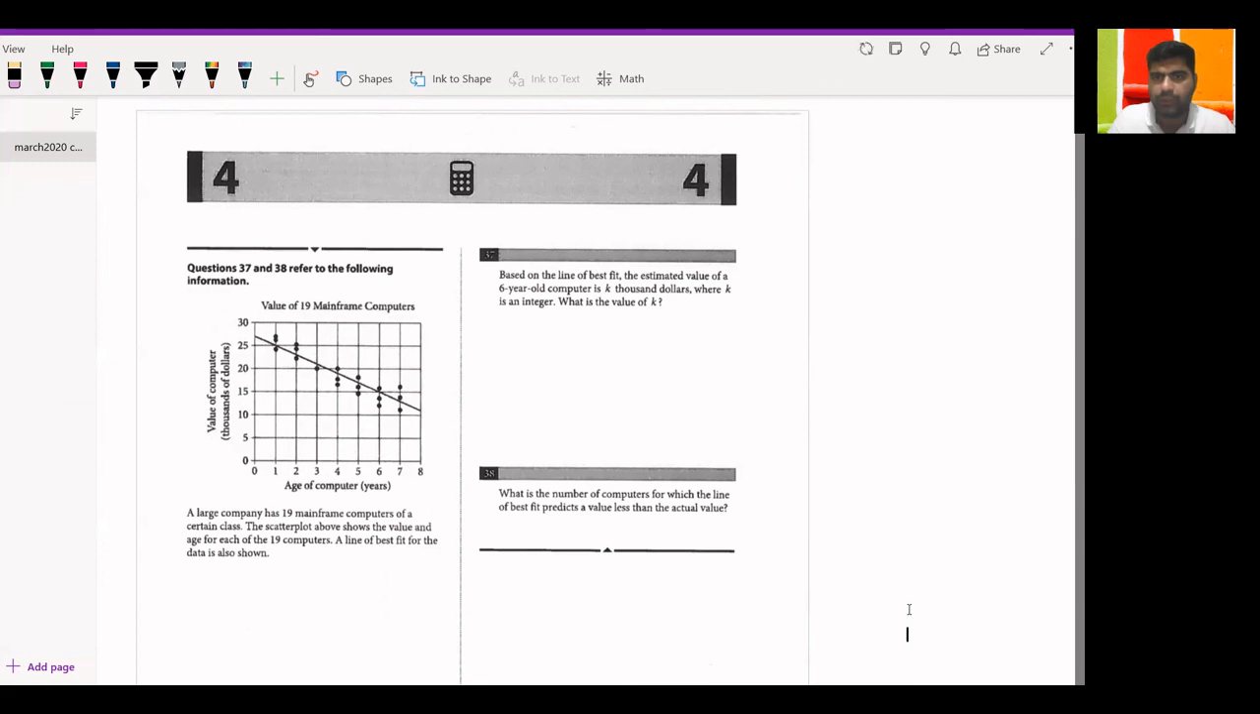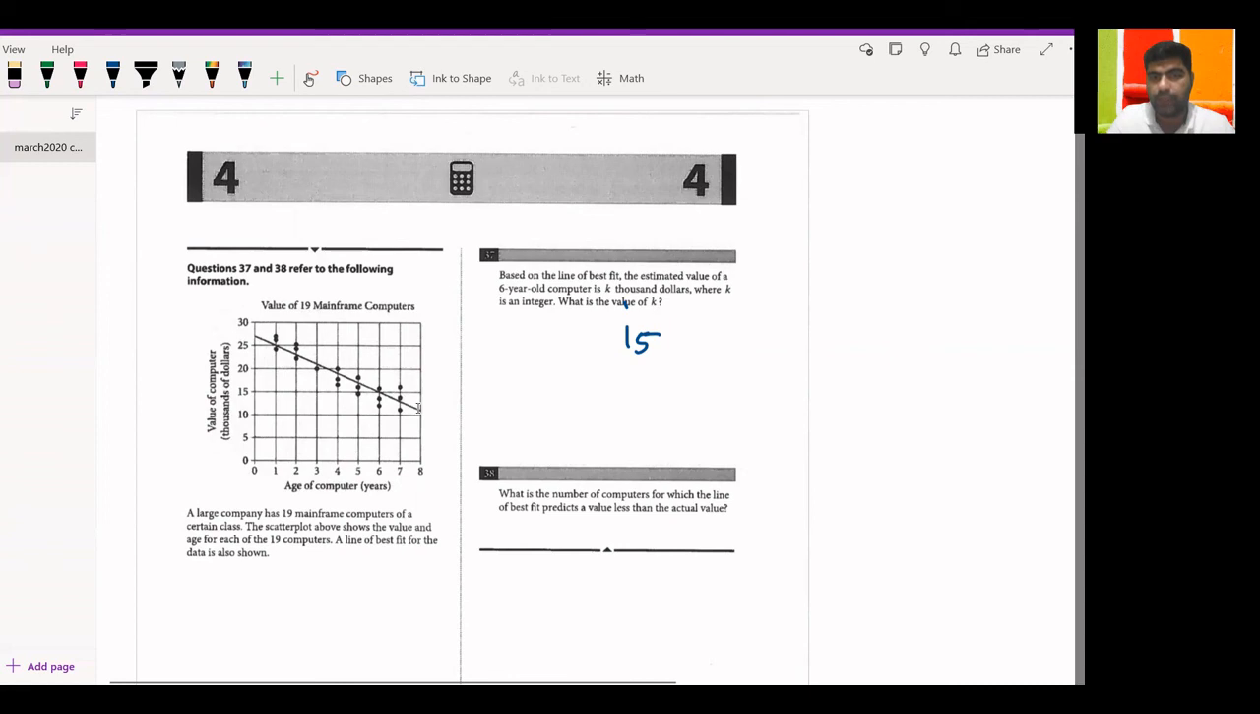Based on the line of best fit, the estimated value of a 6-year-old computer is K times 1000. Okay, 6-year is K times 1000. K is obviously going to be 15. So 15. What is the number of computers for which the line of best fit predicts a value less than the actual value? So all of these points are actual values, and this is the line of best fit which can be used to predict.